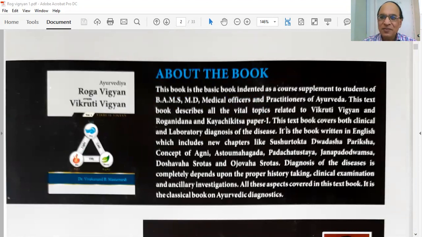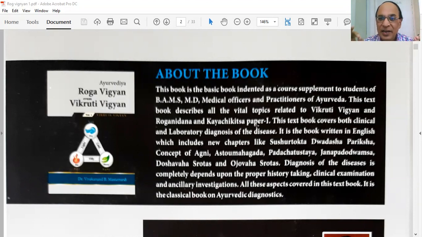The publisher and the author have described it, but I will prove each of these statements. Basically, this is a book for BAMS students, number one, the graduates, then MD. I would suggest this book is especially important for MD students who are doing their masters in Roganidan, then medical officers and Ayurvedic practitioners. The textbook describes all the important points related to Vikruti Vigyan, Roganidan and Kaya Chikitsa paper 1. This is an additional, complementary benefit. This textbook covers both the clinical aspect as well as the laboratory diagnosis of any disease.